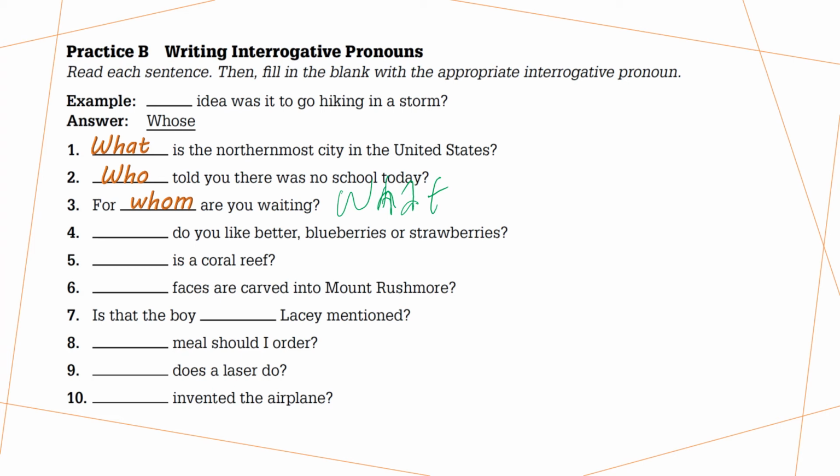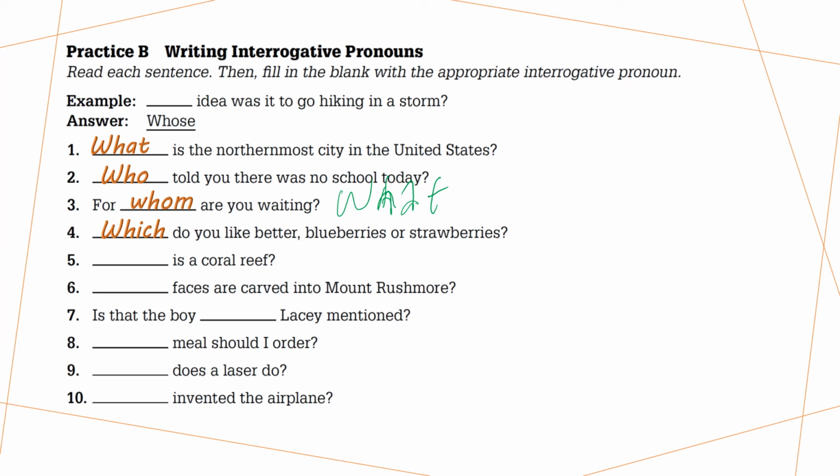Okay, number four. Do you like better blueberries or strawberries? So here we are not talking about people. Definitely we are not talking about position, ownership. Definitely we are talking about a non-human information. We are looking for information, and with specific or limited range of possibilities. In other words, there is a choice here. And since we are talking about choice, the word that we use is which. Which do you like better, blueberries or strawberries? We have only two possibilities. So this one is direct. It's very easy to tell that it is which.